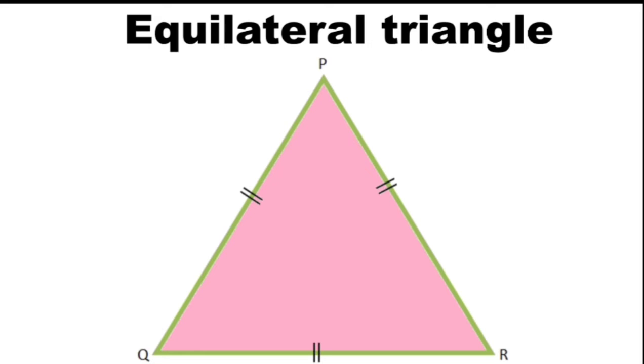So what did you learn about this? That the three sides are of the same length, and all three angles of this triangle are also the same. So what did you learn about the equilateral triangle? An equilateral triangle has three equal sides and three equal angles.